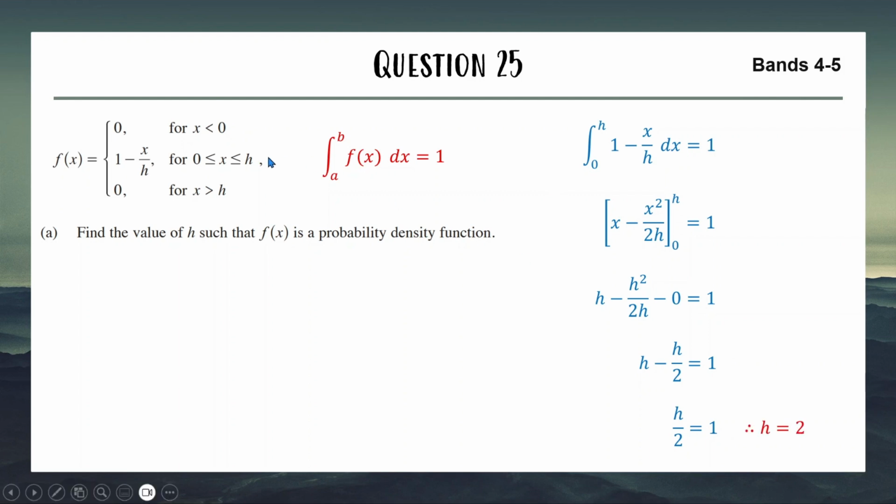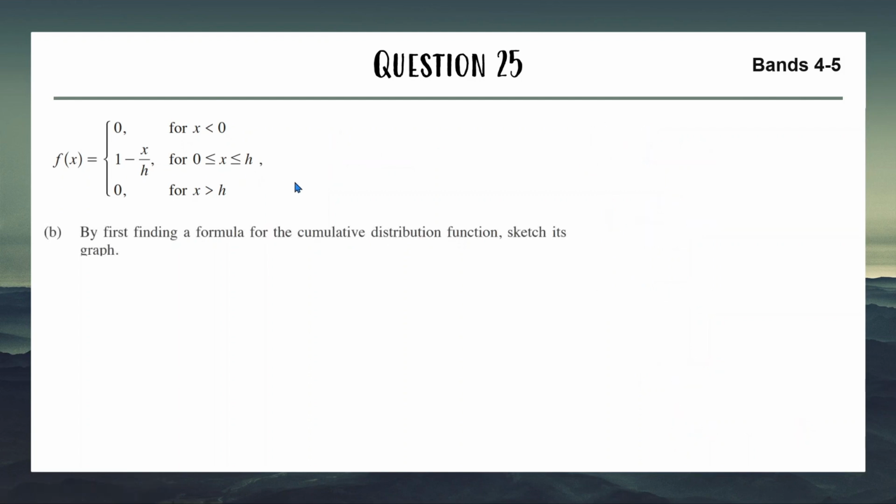Now that we know that we can put a 2 there and we can put a 2 there, we can proceed with part B, which is asking us to find the formula for the cumulative distribution function and then sketch its graph. I believe this was 2 marks, 1 mark for getting the CDF and 1 mark for the sketch. And the sketch was the hard part, which we'll talk about.